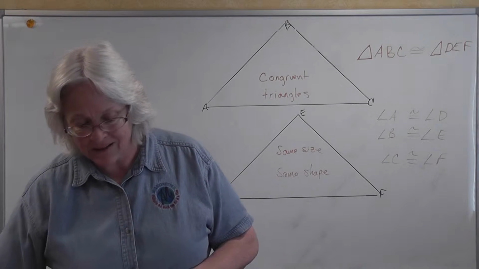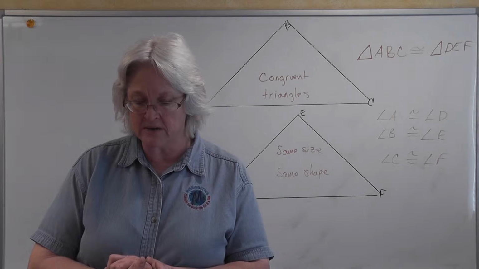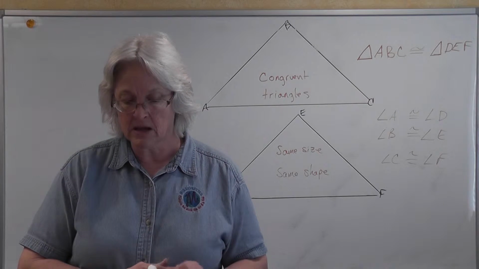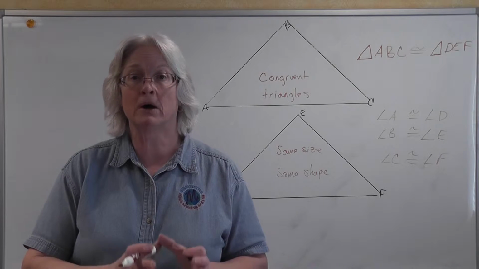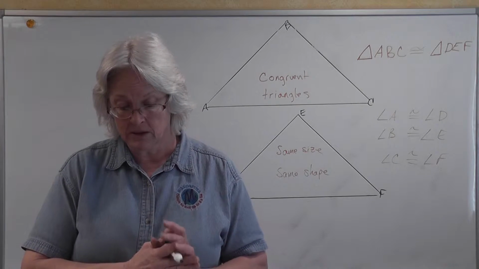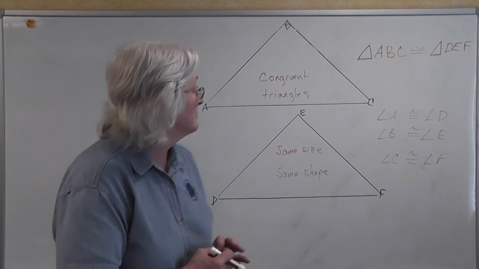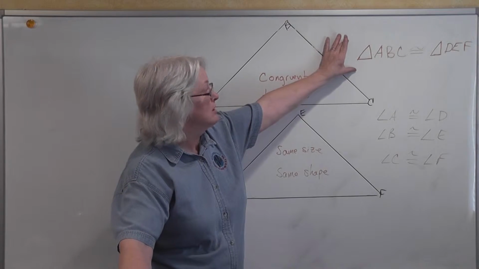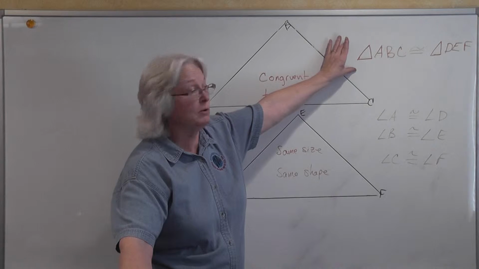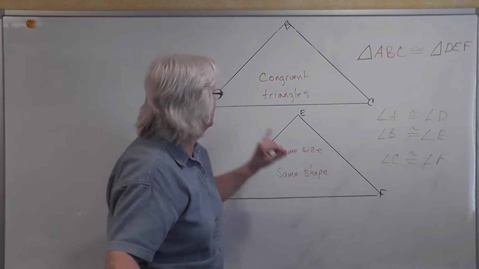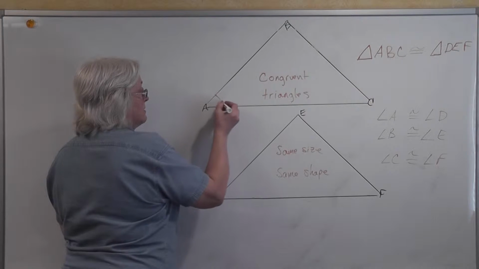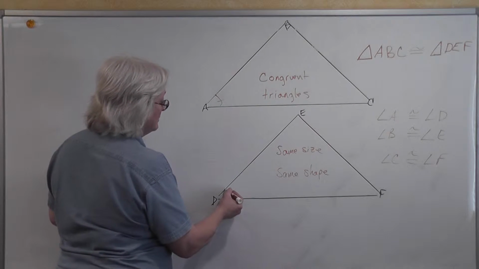To indicate that corresponding angles have the same measure and corresponding sides have the same length, they're going to mark corresponding pairs with the same mark. So if we have, with the same mark, triangle ABC is congruent to triangle DEF, right here, angle 1, or angle A is congruent to angle B.